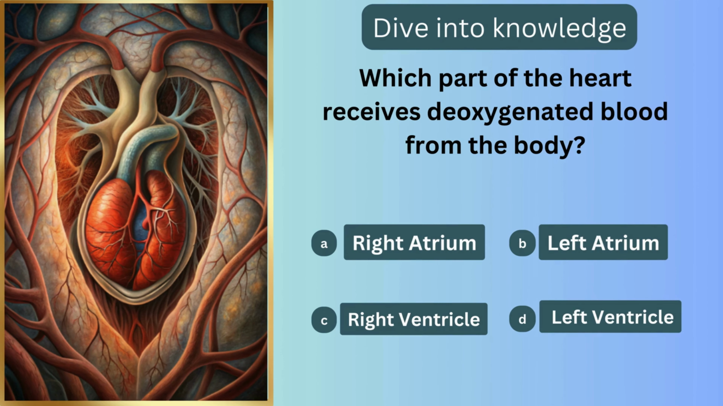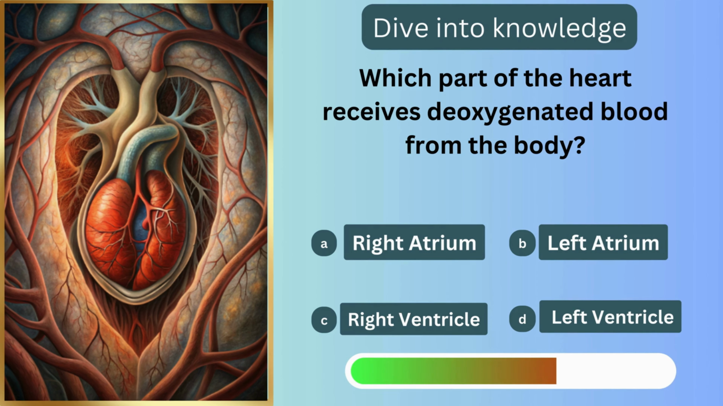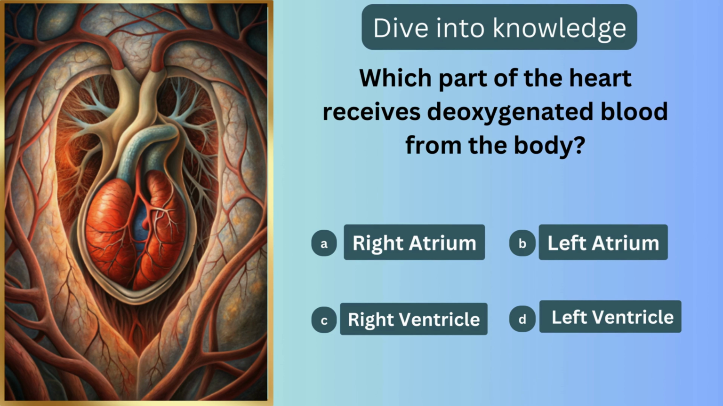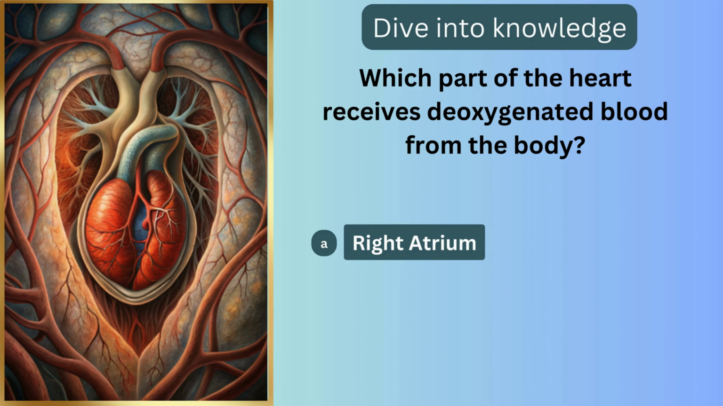Next question is, which part of the heart receives deoxygenated blood from the body? Let's take a look at the options. A. Right atrium. B. Left atrium. C. Right ventricle. Or D. Left ventricle. Time's up. The right answer is A. Right atrium.